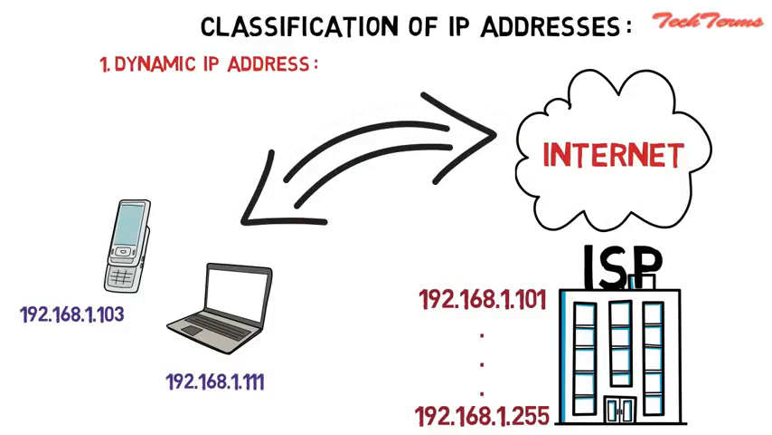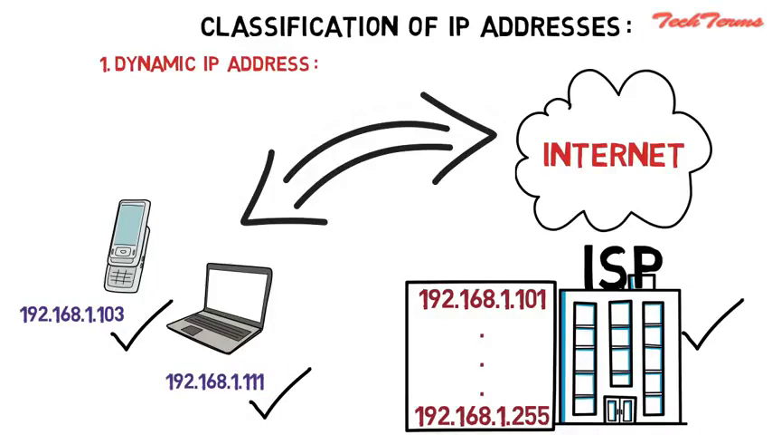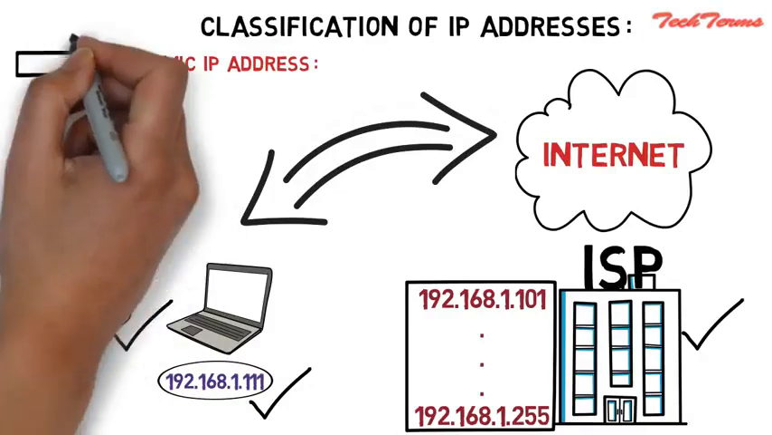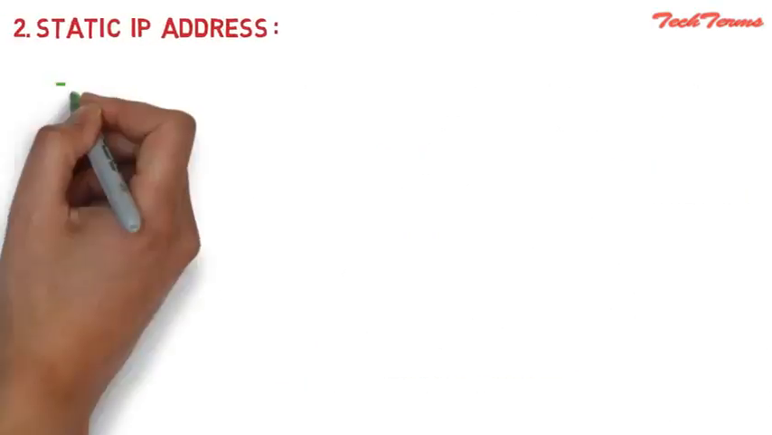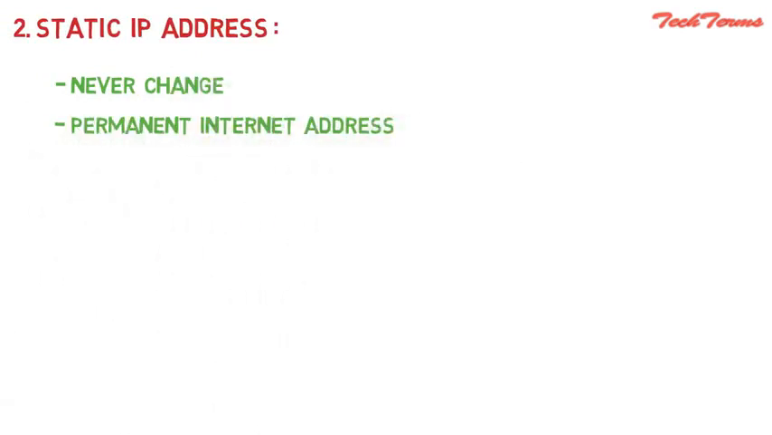Next time you connect your device to internet, your Internet Service Provider provides you some different IP address, but from the same available range. Since IP address keeps on changing every time you connect your device to internet, such IP addresses are called dynamic IP addresses. Now, static IP addresses. Static IP addresses never change. They serve as permanent internet address.